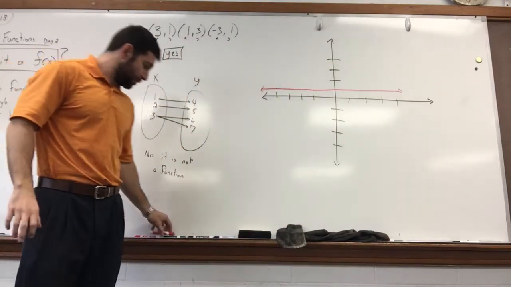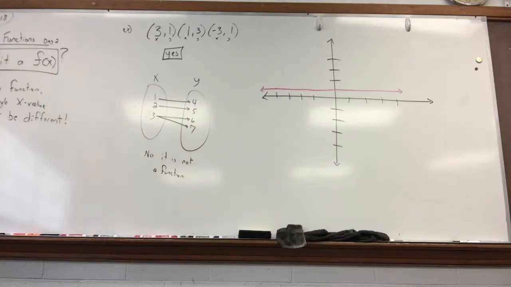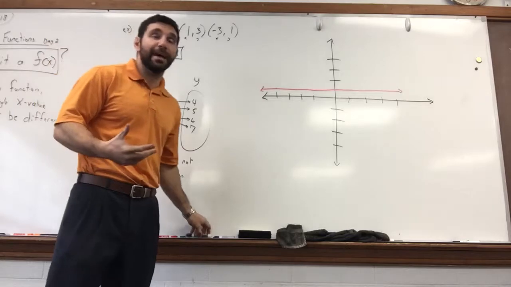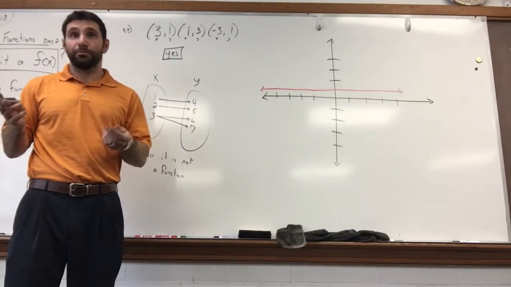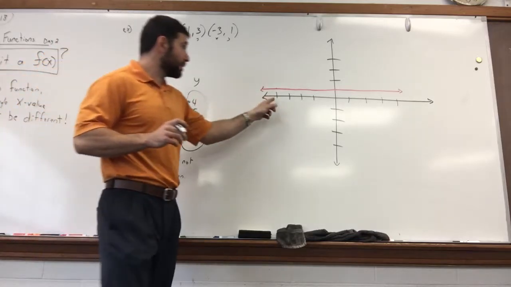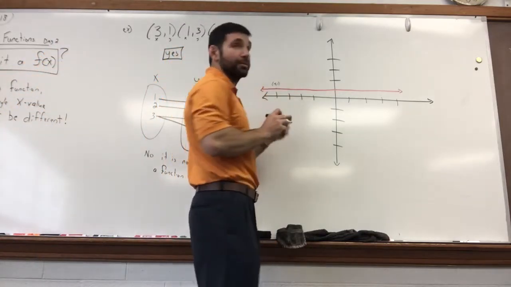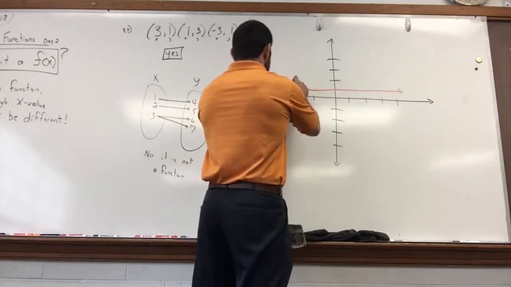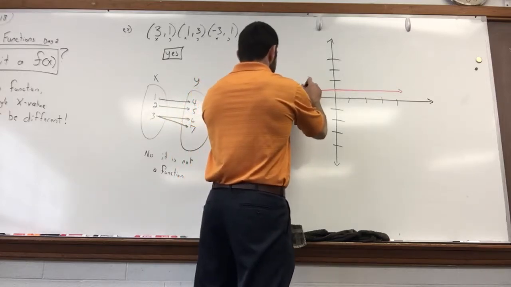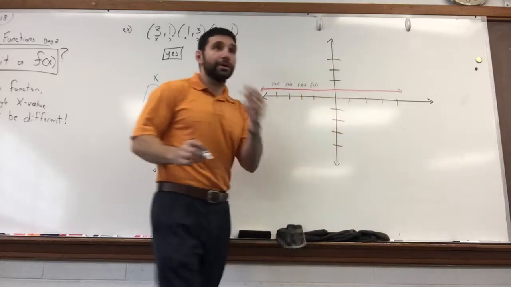And the question is going to be, is it a function? For it to be a function, what do we know has to happen? Haley. All the x values have to be different. This point right here is negative 4, 1. Does everybody agree with that? This one is negative 3, 1. Negative 2, 1. Negative 1, 1. And we could keep on going.